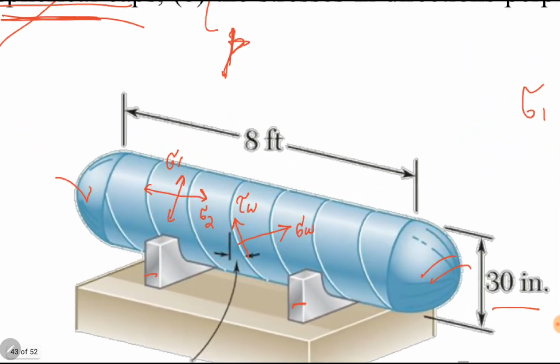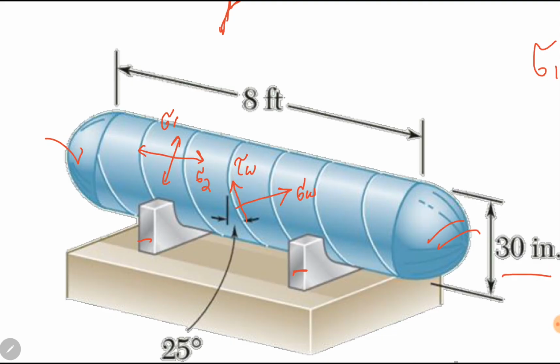Here we have to find sigma W and tau W. This sigma W, we have to find its angle with direction 1 or direction 2, sigma 1 or sigma 2, longitudinal direction or hoop direction. So let me draw it very clearly here.